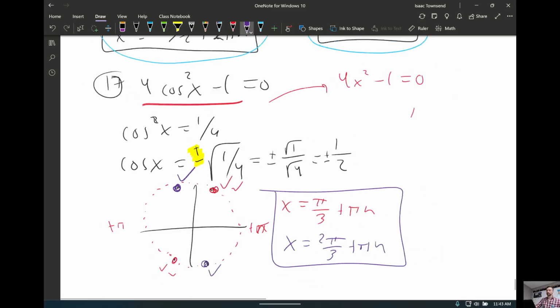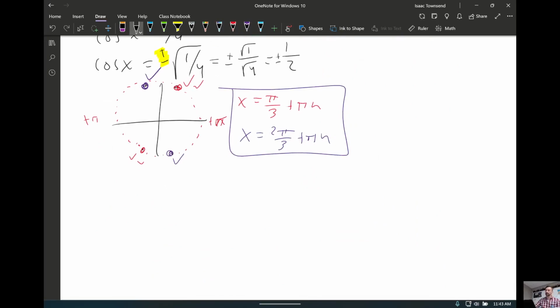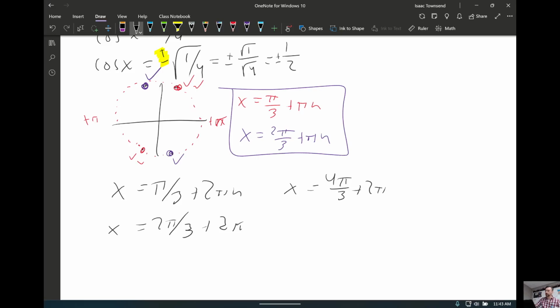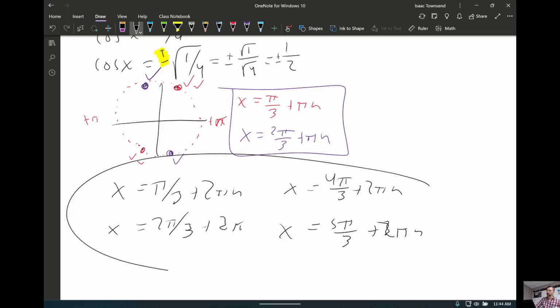No, you can't just put down the points. You don't have to condense into 2 statements. You could say pi over 3 plus 2 pi n. You could say 2 pi over 3 plus 2 pi n. You could say 4 pi over 3 plus 2 pi n, and 5 pi over 3 plus 2 pi n. It's just that these are equivalent. This and this are saying the same thing. But your answer has to match the directions.